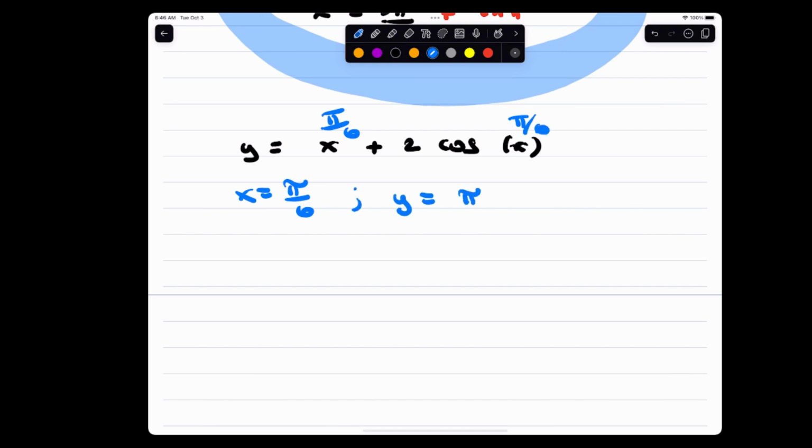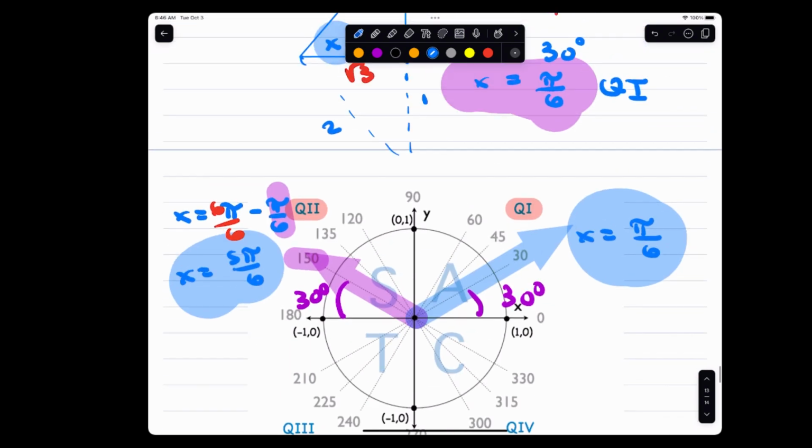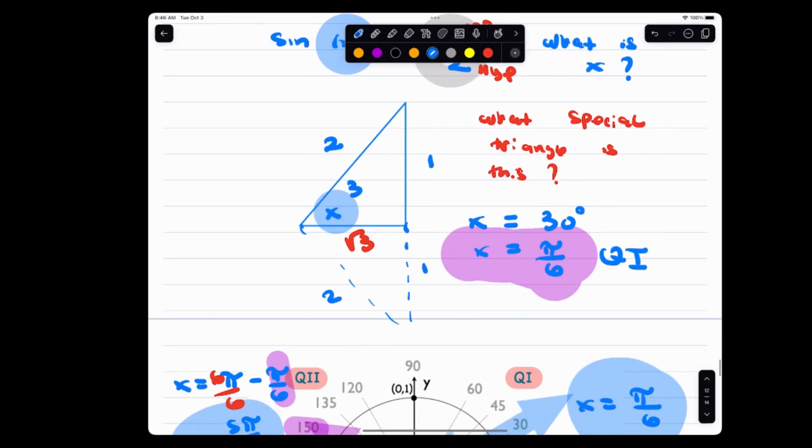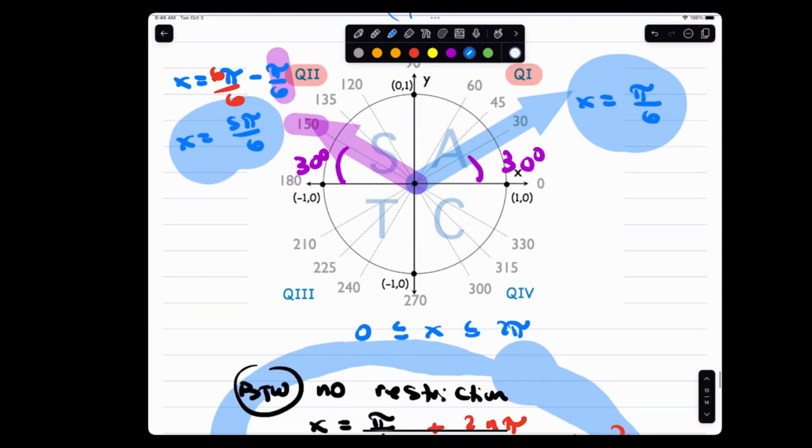Won't it be pi over 6 plus what? 2 cosine what? What's pi over 6 anyway? 30 degrees? Okay. So what is, ladies and gentlemen, cosine of 30 degrees? Do you guys know what that is? Cosine 30? I think I've got to go back to my triangle. This is 30, right? So what's cosine going to be if that's 30 degrees? Cosine is going to be what? Adjacent over hypotenuse, square root of 3 over 2.